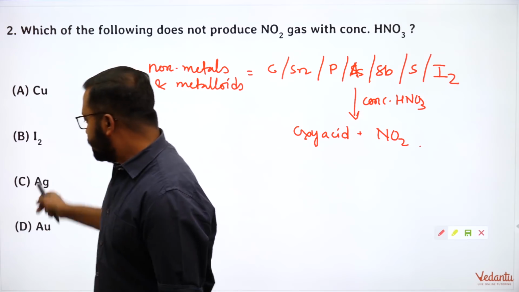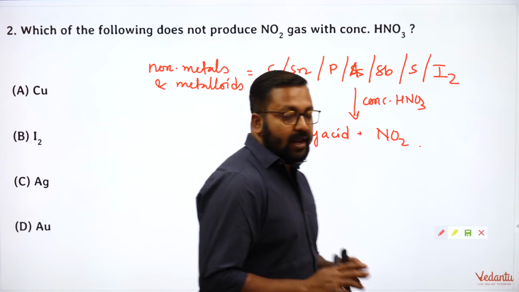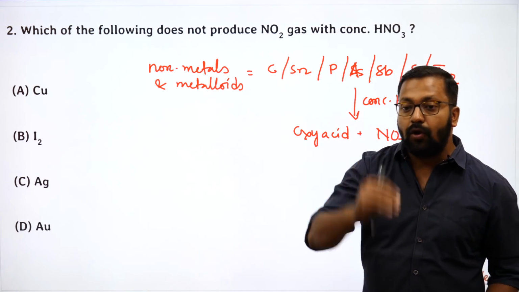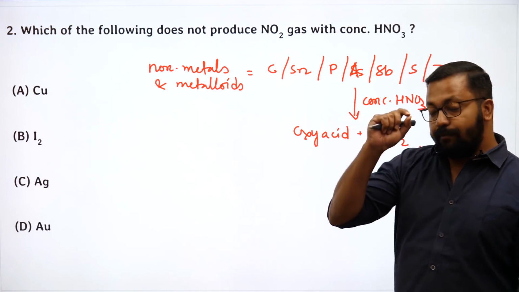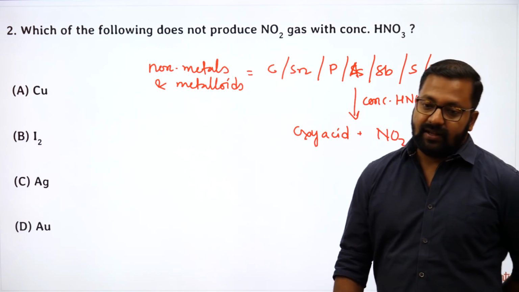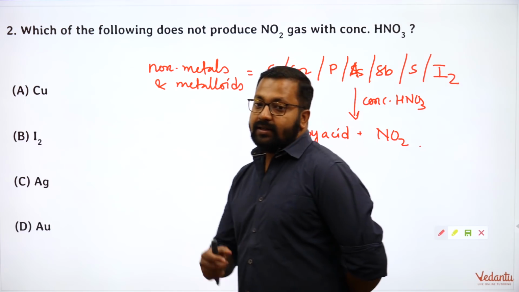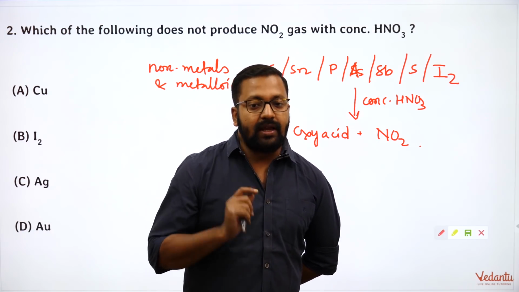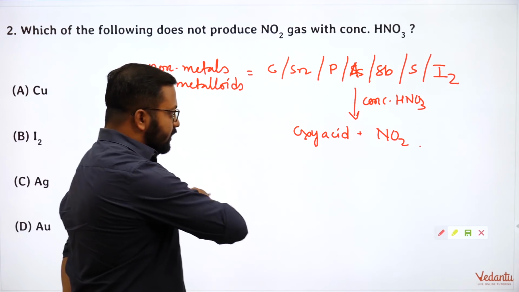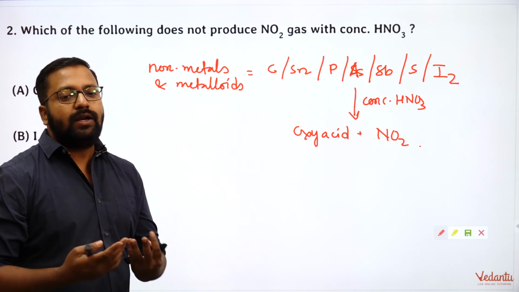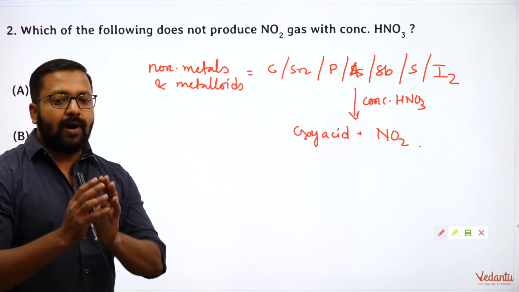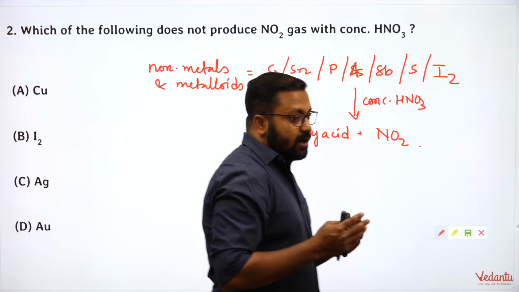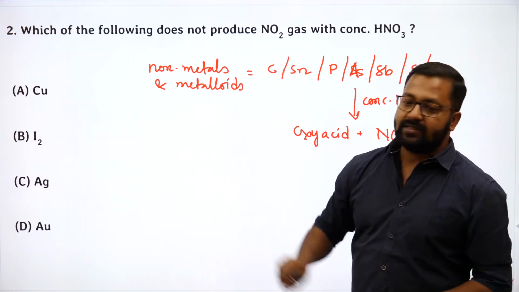Let's look at the other three. These other three are the metals which come below hydrogen in the activity series. Now you might wonder how they would react with HNO3. They react by undergoing oxidation, and in this process they produce a multitude of nitrogen compounds which depend on the nature of the nitric acid which is taken.